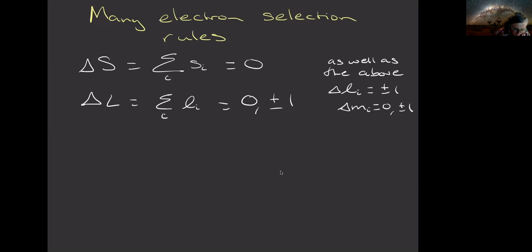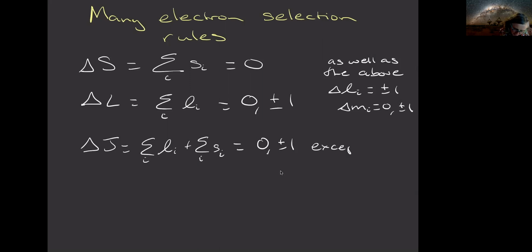You also have that delta J, capital J, which is equal to the sum over all Li plus the sum over i of Si, has got to be equal to 0 or plus or minus 1, except J equals 0 to another J equals 0 state. Now that is not allowed.